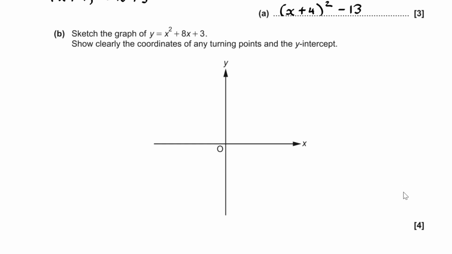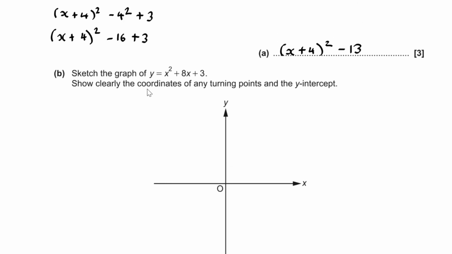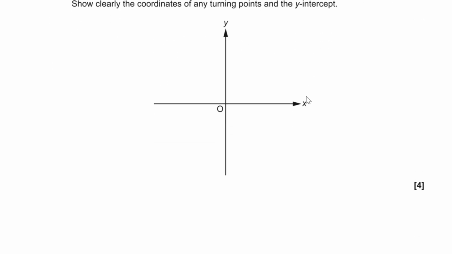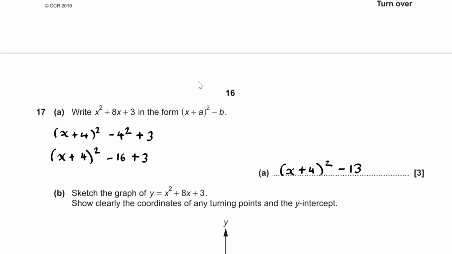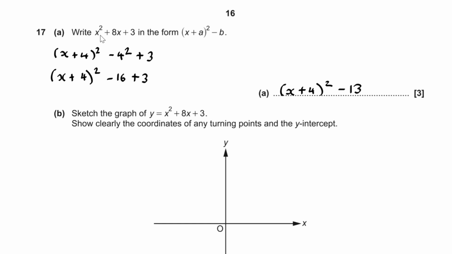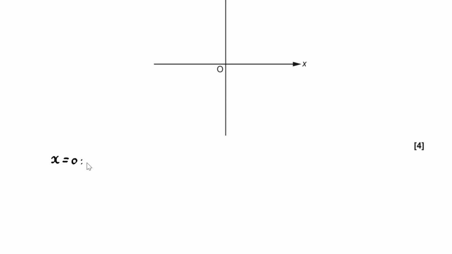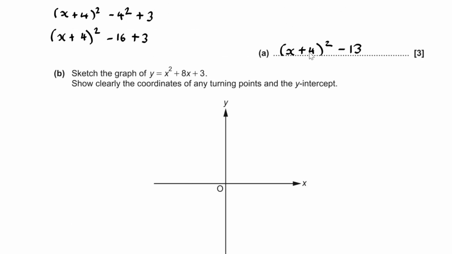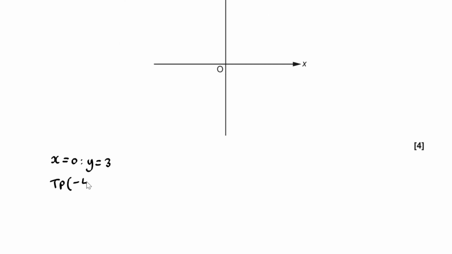And now for part B, we have to sketch this graph, showing clearly any turning points and the y-intercept. Well, to work out the y-intercept, we'd have to set x equal to 0. So when x equals 0, we have y equaling 3. So it crosses the y-axis at 3, and for the coordinates of the turning point, here we'd have minus 4, minus 13.